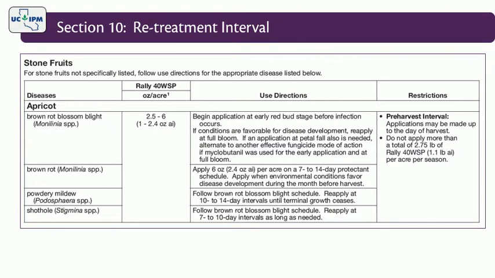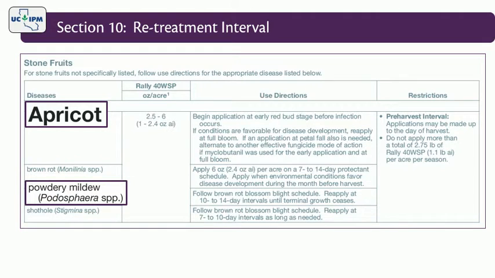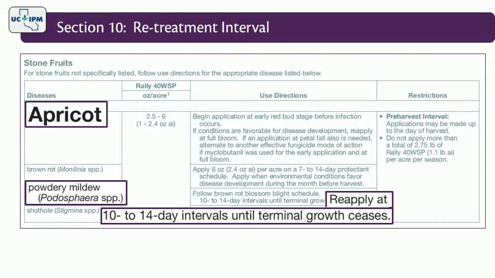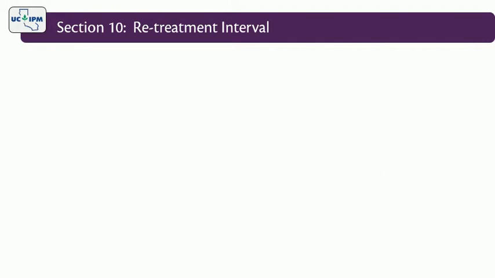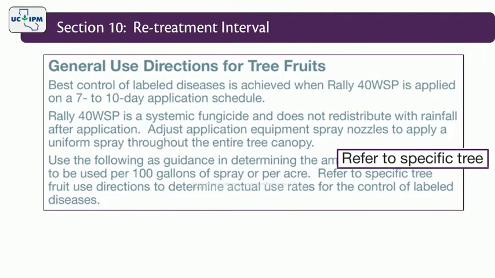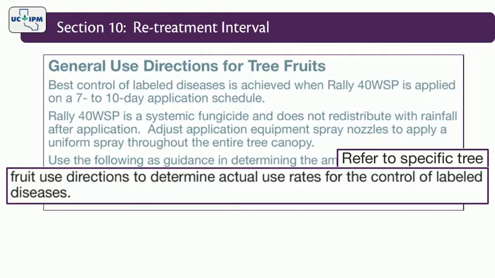Shauna did not look thoroughly enough at the label. You can see that if you go to the specific crop and pest on the label. The retreatment interval is actually 10 to 14 days for powdery mildew on apricots, not 7 to 10 days. A reapplication at 7 days would be a violation of the label directions and could lead to illegal residues. Shauna neglected to read the section of the label that said, refer to the specific tree fruit use directions to determine actual use rates for the control of labeled diseases.